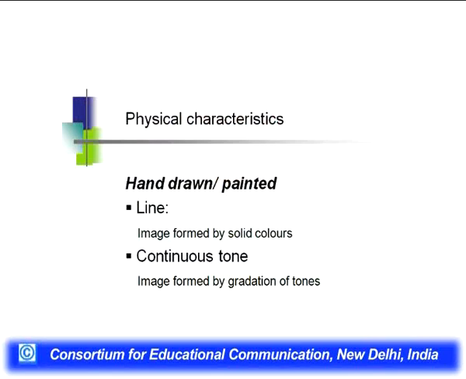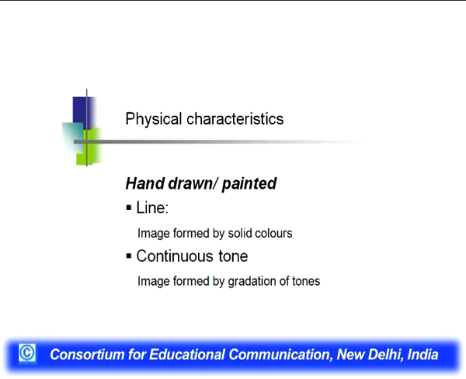Line means a simple line, not necessarily. Line can be thick, line can be tinted, line can be color, but when the image is formed by solid colors, then we call it a line image. There is no gradation of tones in forming the image. Any image of solid colors will be called a line image.